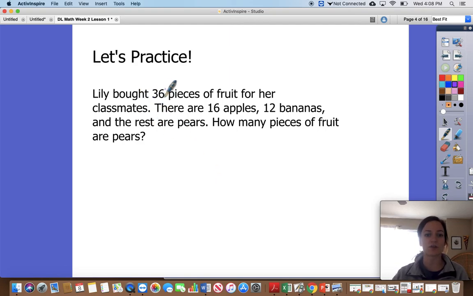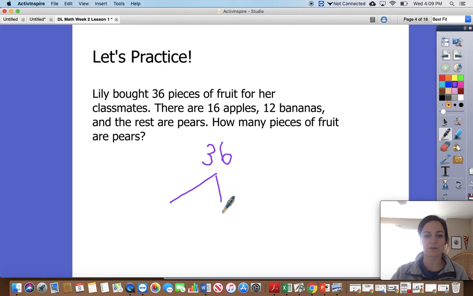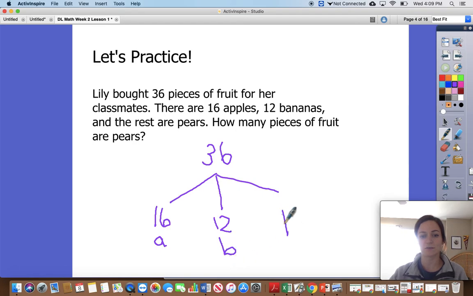Okay, so I know the total. I know that Lily brought 36 pieces in all. I'm going to put that at the top, that she has 36 pieces, and you guys will be happy to know I haven't gotten any better at drawing with a mouse, so it's still pretty painful. Hopefully we'll get better. 36 pieces of fruit, and then she has 3 different kinds. There's 16 apples, so I'm going to go 16A, there's 12 bananas, and then I don't know how many pears she has, so I'm going to put just a P for pears. I don't know how many she has.